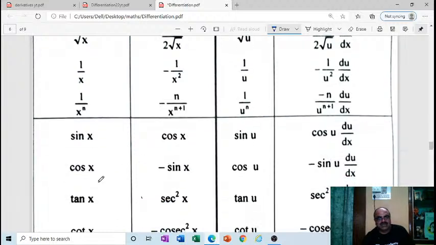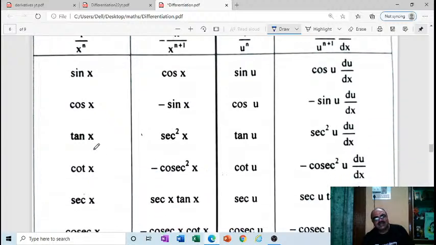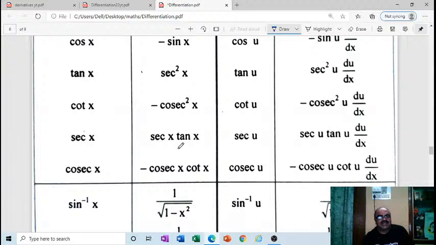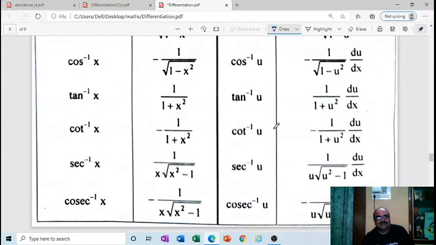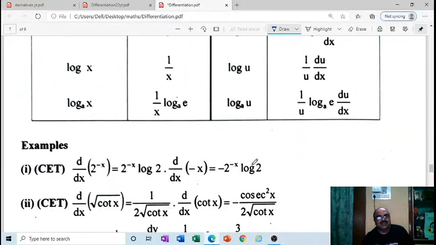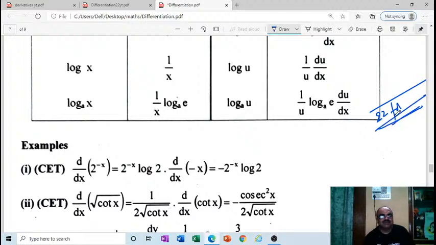Sin x differentiation is cos x, cos x differentiation is minus sin x, tan x differentiation is secant square x, cot x differentiation is minus cosecant square x, secant x differentiation is secant x tan x, cosecant x differentiation is minus cosecant x cot x. Similarly, chain rule is applied here. Friends, altogether you have here 22 formulas. Practice them perfectly. Once you know the concepts very well, I will tell you, you know differentiation perfectly.